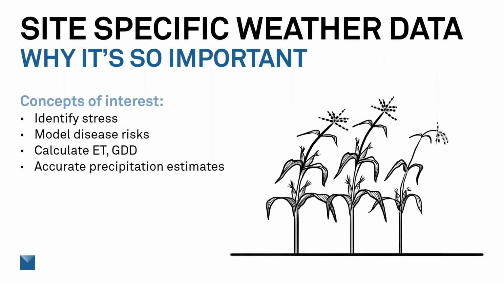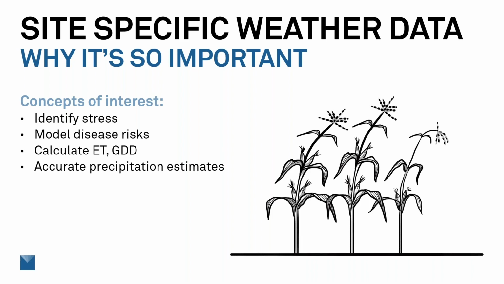So why is it so important for us to ensure that we're getting site-specific, accurate weather data? And as we just discussed, you might be doing something like a growing degree day calculation. You may be looking at calculating evapotranspiration. And the more accurate your data going in is, the more accurate your model predictions are going to be on your output. You also might be trying to identify potential stresses that your plants have been exposed to. That might be high temperatures, potentially freezing temperatures.